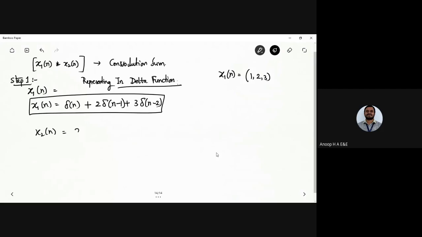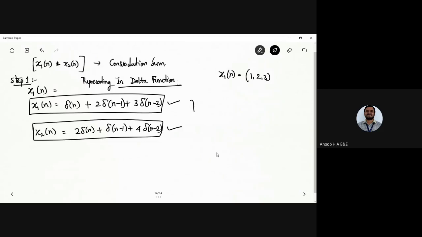So how will you write x2 of n? 2 times delta of n plus delta of n minus 1 plus 4 times delta of n minus 2. Okay, so this is how you can write it. So this is x1 of n and x2 of n. I have represented it in delta function. Okay, so that's how I can represent it in terms of the delta function here. So that is x1 of n and x2 of n.